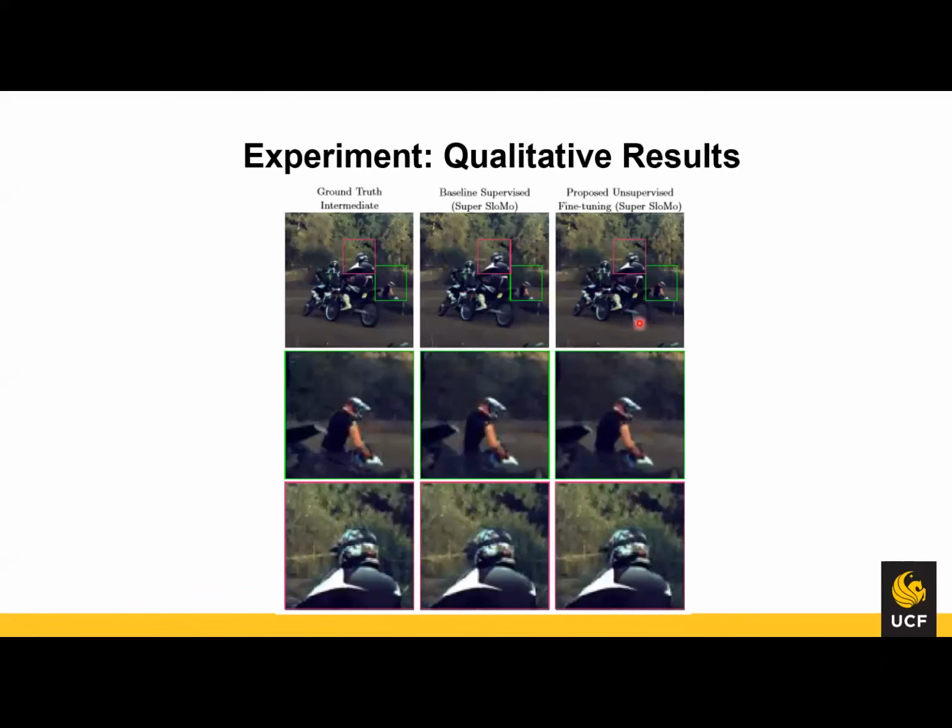So here are the qualitative results. You can see right here, the guy's torso is a lot more defined than in this one, which is the baseline method. And also the helmet's edges are a lot more detailed than the baseline method. So this proves that the network's retaining a lot of semantic details because of that pseudo pre-trained network.